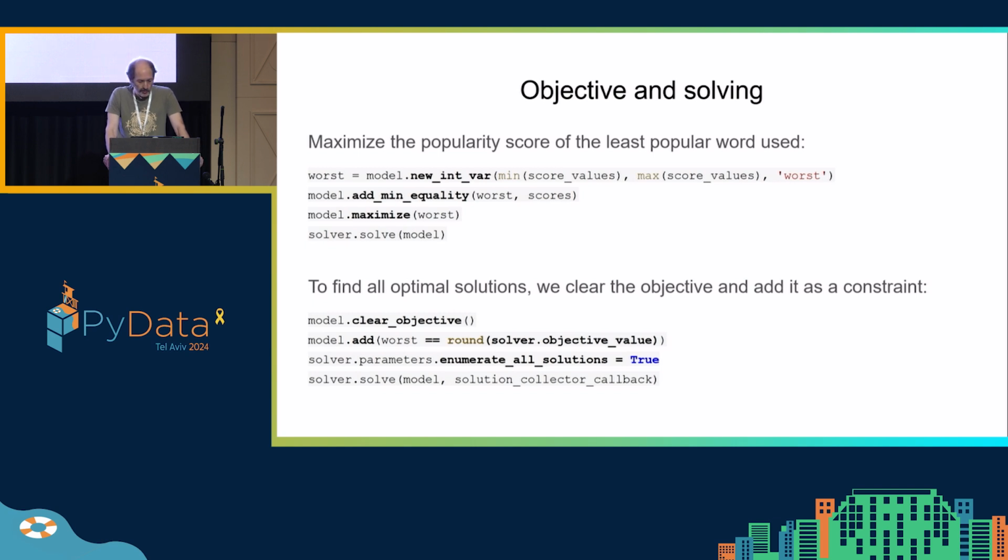After I find this optimum, if I want to find all optimal solutions, I need to clear the objective with model clear objective and add it back as a constraint. So I could now constrain worst to be equal to the optimum value I found. I change the solution mode to enumerate all solutions, and I solve. Again, just adding a callback for collecting the solutions.